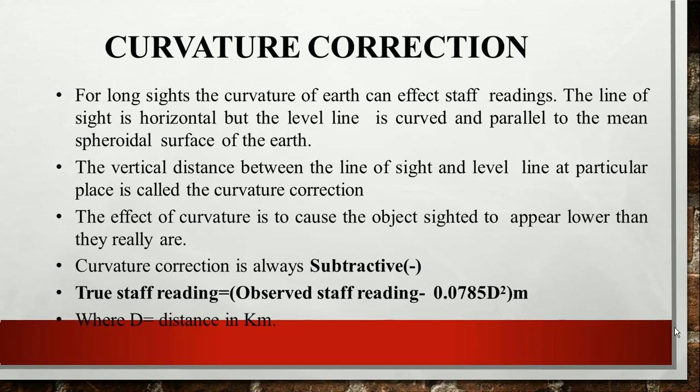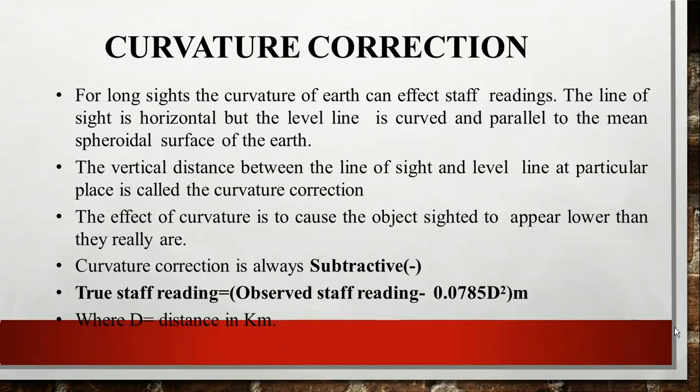The next topic is curvature correction. For long sights, the curvature of the earth can affect the staff readings. The line of sight is horizontal but the level line is curved and parallel to the mean spheroidal surface of the earth, as I already told you. The vertical distance between the line of sight and the level line at a particular place is called the curvature correction. The effect of curvature is to cause the object sighted to appear lower than it really is.